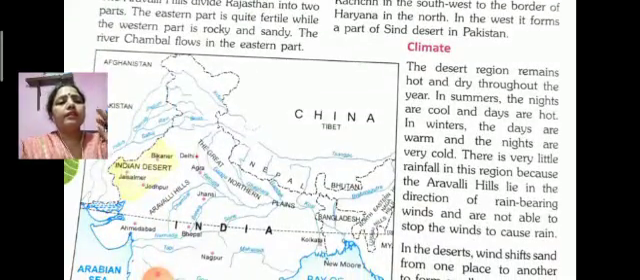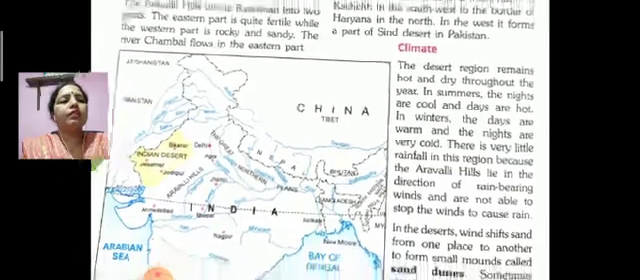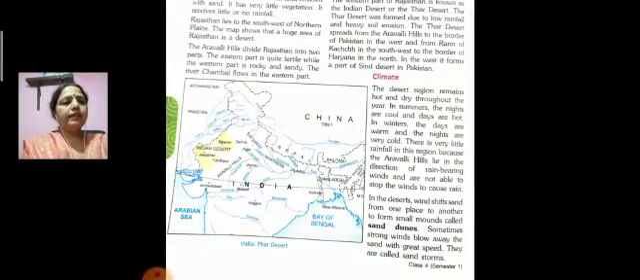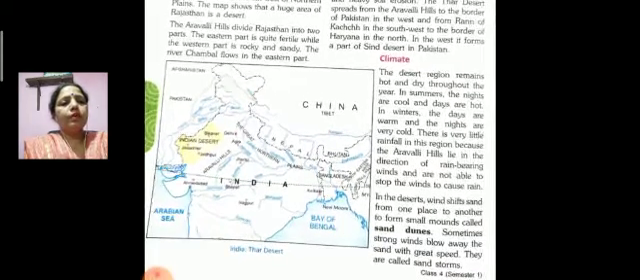So firstly we will know the climate of the desert. The desert region remains hot and dry throughout the year. In summers, the nights are cool and days are very hot. In the desert, sand is shifted from one place to another, forming small mounds called sand dunes. Sometimes strong winds blow away the sand with great speed. They are called sand storms.